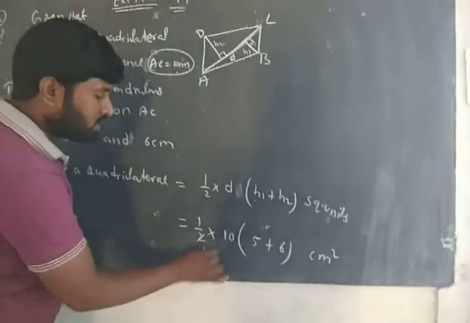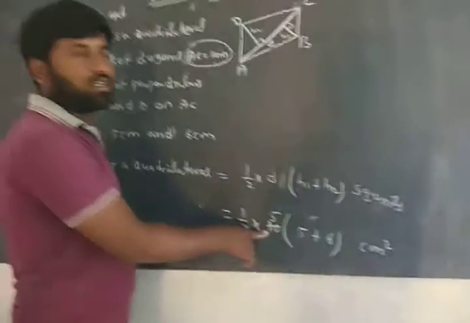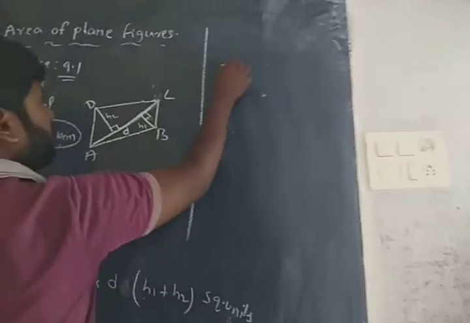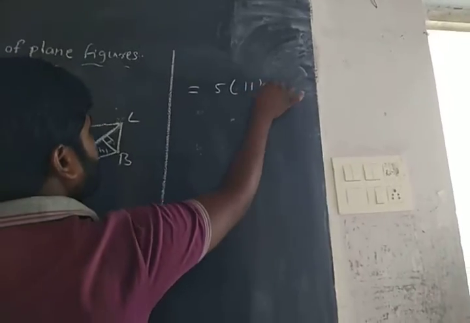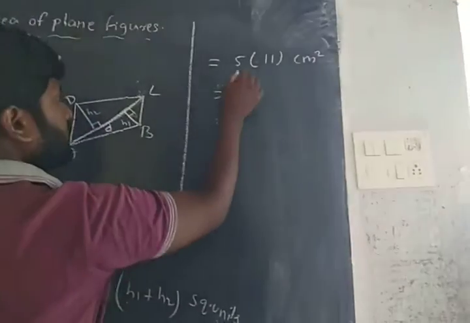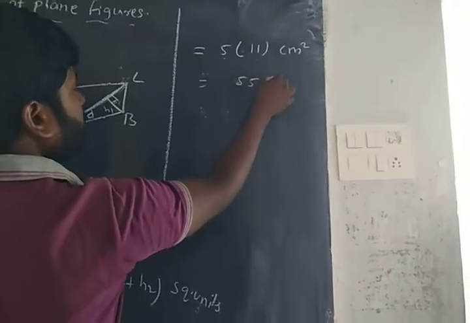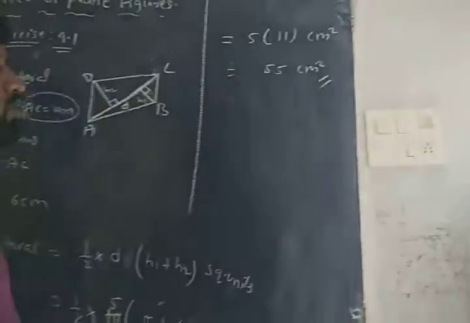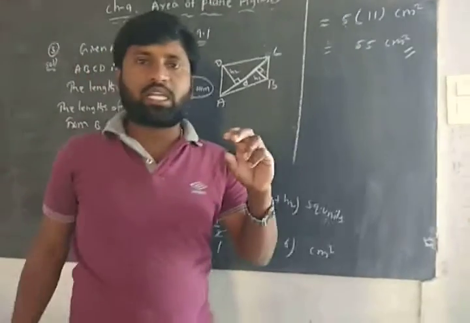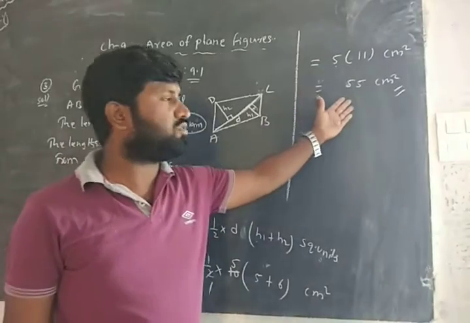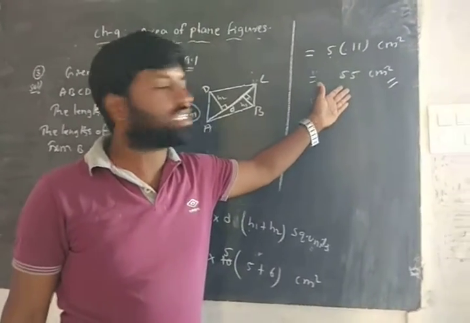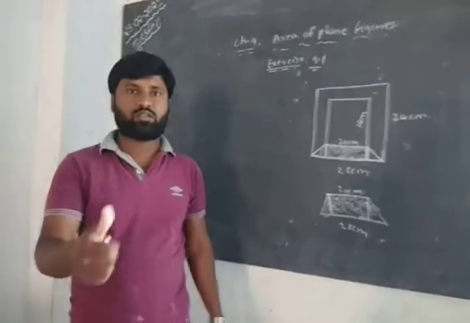Now 2 1s are 2, 2 5s are 10. Now you can write the area of the quadrilateral is equal to 1 into 5, that is 5, into 5 plus 6, that is 11 square centimeters. Then 5 into 11 is equal to 55 square centimeters. Therefore the area of the quadrilateral with the given measurements is 55 square centimeters.